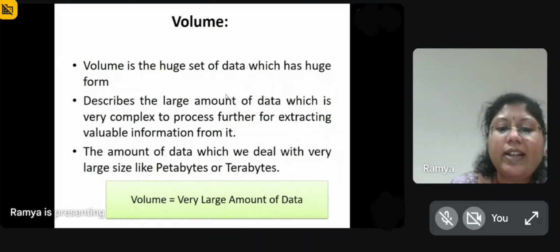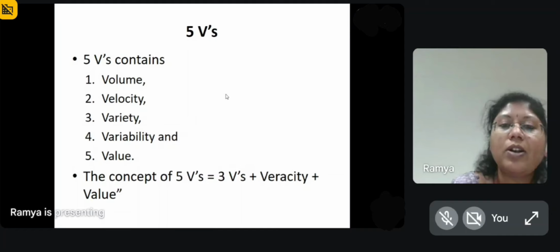Next, we have the volume. Volume specifies the very large amount of data to be handled. The amount of data when we are dealing with big data will always be larger in size, in petabytes as well as terabytes, not in megabytes or kilobytes. If it is megabytes, kilobytes or gigabytes, then I can go for normal traditional databases, such as the relational database system. But for big data, in order to handle a large volume of data such as petabytes and exabytes, I'll be going for big data.